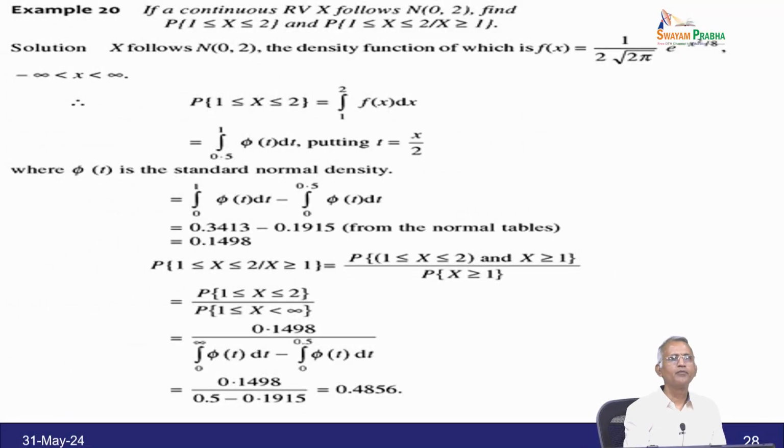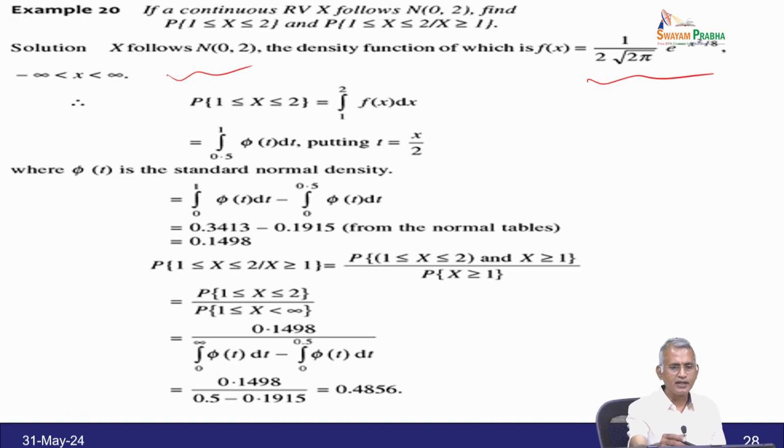Next, we have a problem. If a continuous random variable X follows N(0, 2), find the probability that X lies between 1 and 2, and the probability that X lies between 1 and 2 given X ≥ 1, based on conditional probability. Now, X following N(0, 2) means the density function is 1/(2√(2π)) e^(−x²/2), where x lies from minus infinity to plus infinity. Now, we have a direct definition.